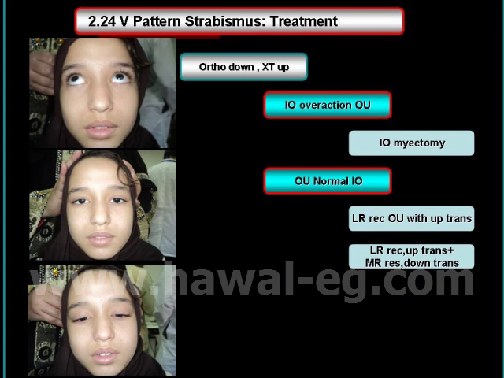In the case of orthotropia down but exotropia up, if the inferior obliques are overacting, the treatment is inferior oblique myectomy of both eyes. If the inferior obliques are normally acting, the treatment is bilateral lateral rectus recession with upward shift, or recession of a lateral rectus with upward shift and resection of a medial rectus with downward shift.